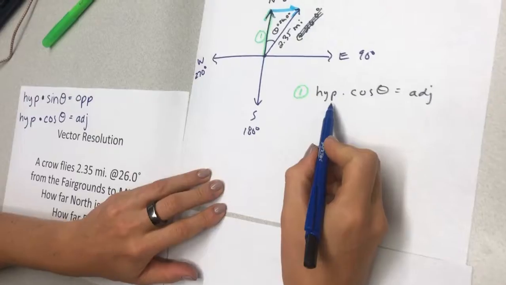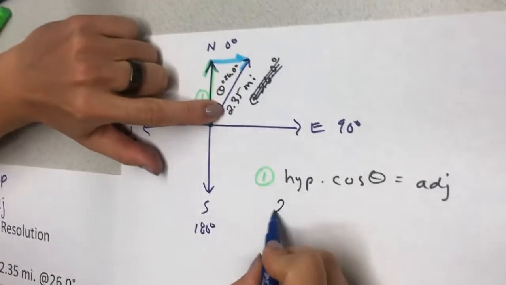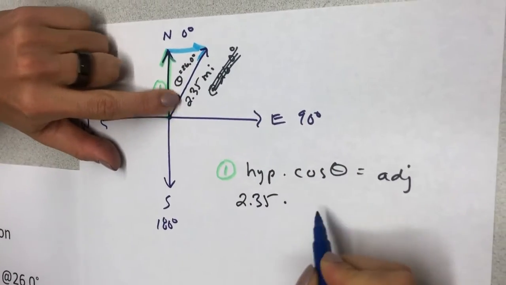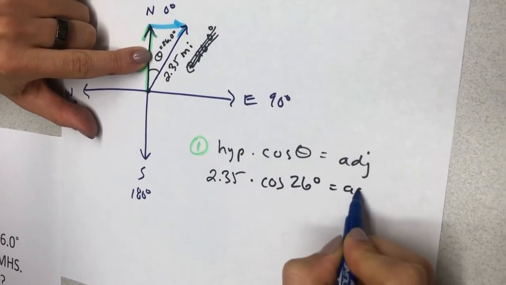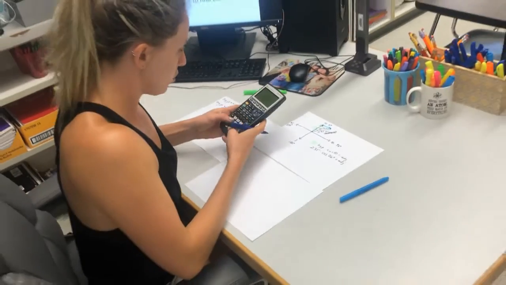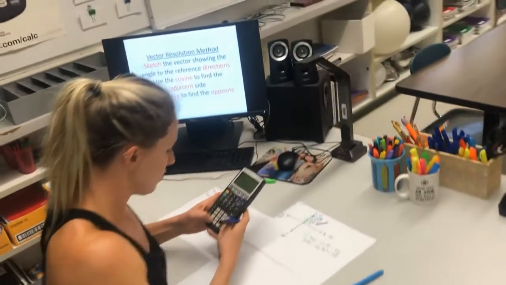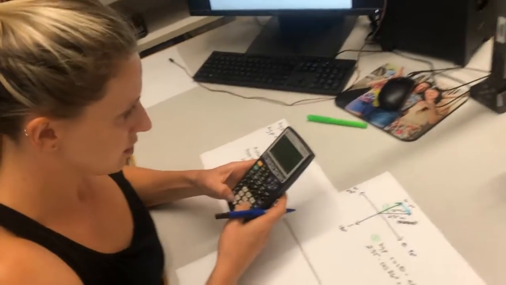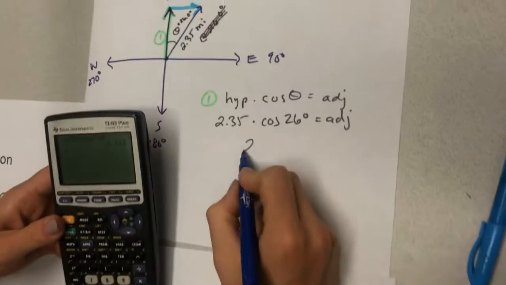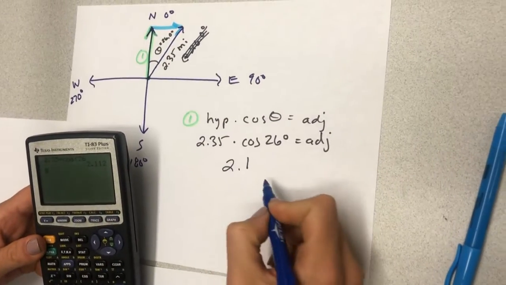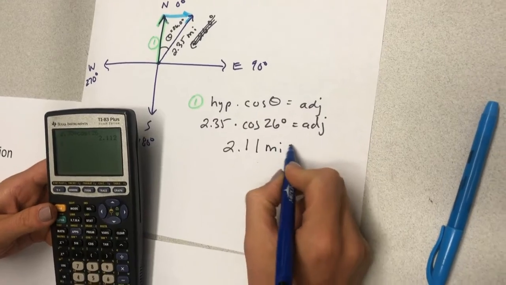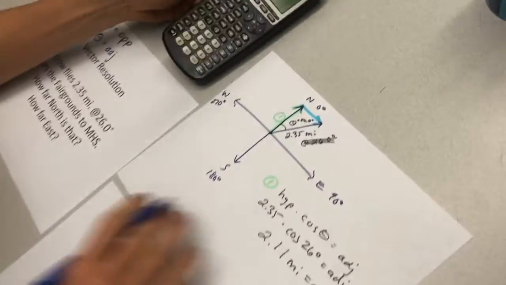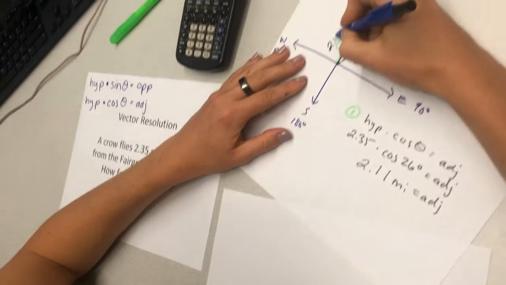And I'm just gonna plug in my numbers here. My hypotenuse is 2.35 miles times my cosine, my theta is 26 degrees. That's gonna give me my adjacent. I plug it in: 2.35 times the cosine of 26, and that gives me 2.11, and we're talking about miles here. Okay, that's my adjacent side. So this side over here, 2.11 miles.